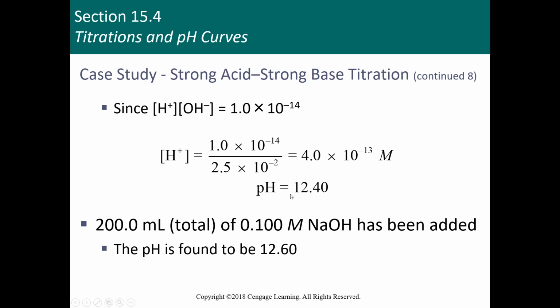All right, so if we were to do 200 milliliters of NaOH, again, this is going to completely overwhelm the H plus, and you would again just find the concentration of the OH minus, just like we did in this previous one, and use that to find the H plus using the Kw. Now, that pH would then be 12.6.